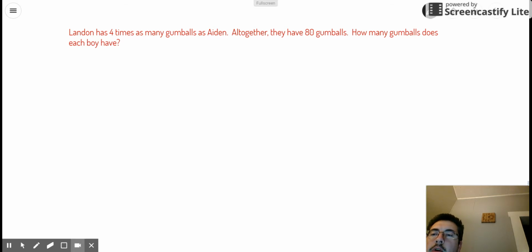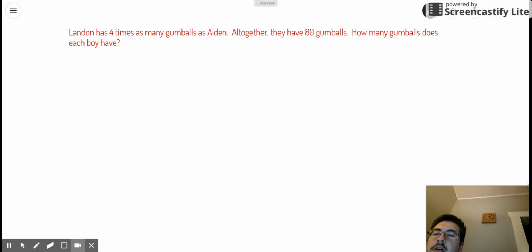Okie doke. So in this problem, we're going to be using the bar diagram and division to solve. The problem states Landon has 4 times as many gumballs as Aiden. Altogether, they have 80 gumballs. How many gumballs does each boy have?